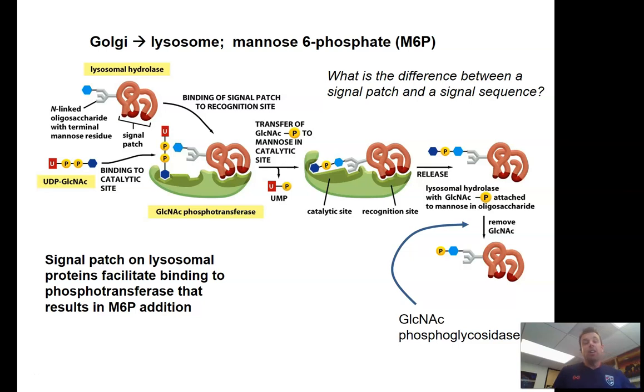But here's the thing, these enzymes don't recognize a signal sequence. They don't recognize an amino acid sequence. They recognize what's called a signal patch. So what do you think the difference between a signal patch and a signal sequence might be?